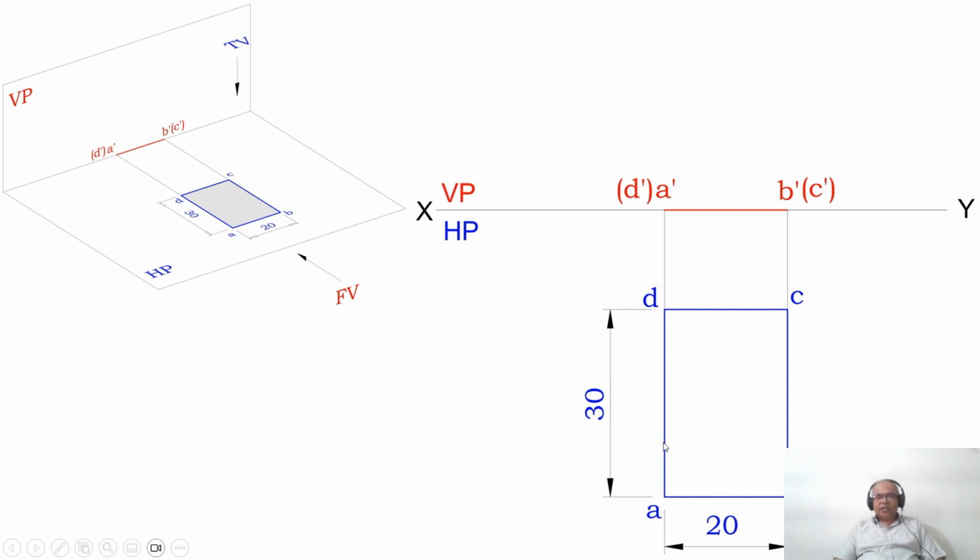Once you draw it, join A to B, B to C, C to D and D to A with a dotted line. AB and CD are parallel to the XY line, so they are parallel to HP and parallel to VP, and AD and BC are perpendicular to VP and parallel to HP. Then as you look from the front view, A and B are near to the observer, so A dash and B dash are visible, and C dash and D dash become invisible because A and B are overlapping C and D.